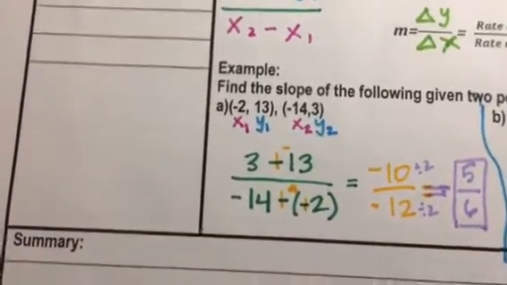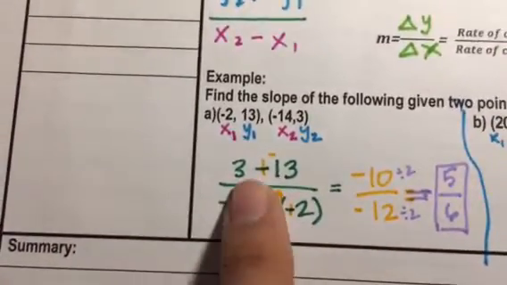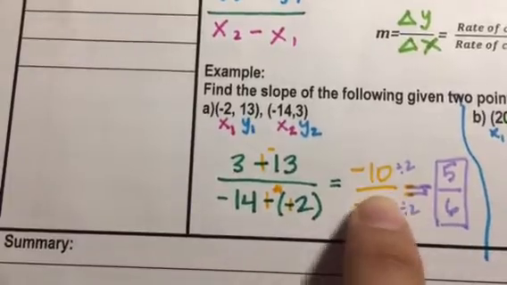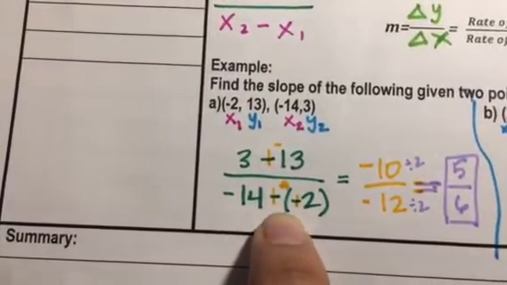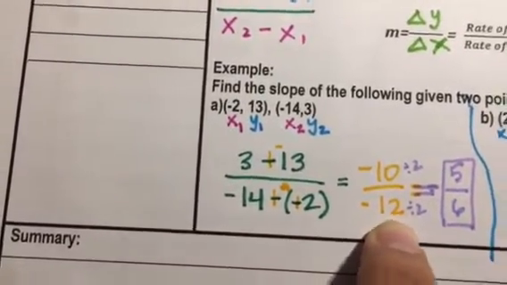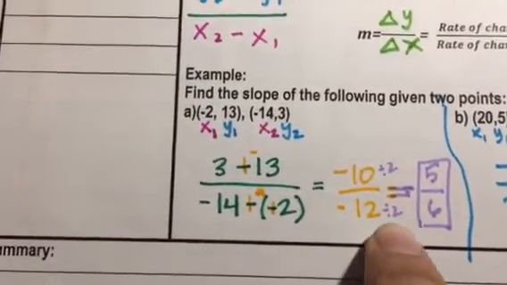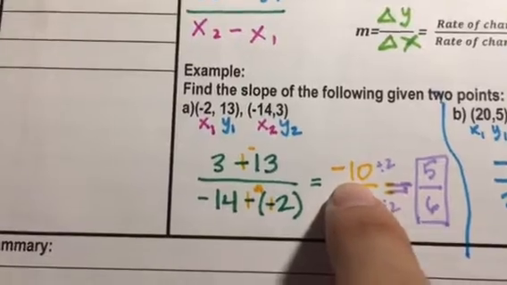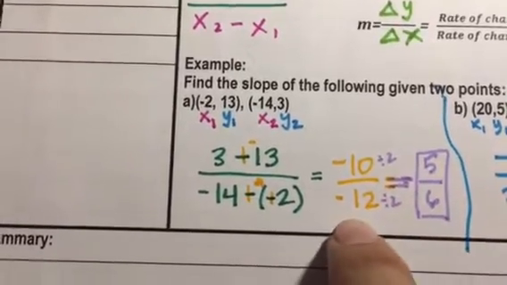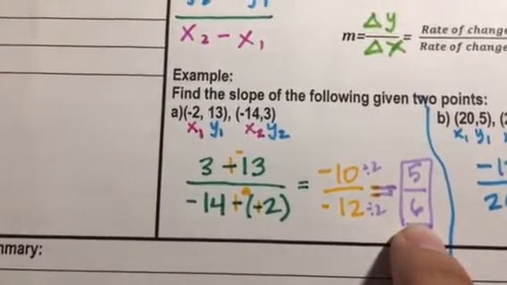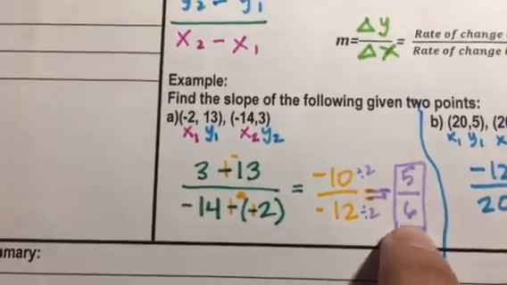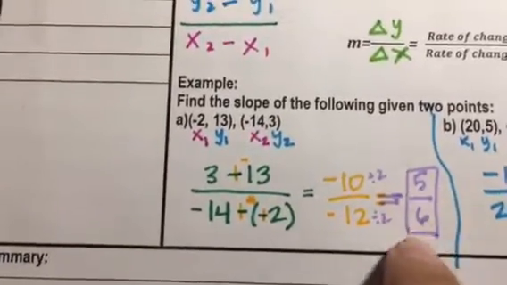Okay, so now what do we have? 3 plus negative 13 is going to give you negative 10. And negative 14 plus 2 is negative 12. You're going to go ahead and simplify these. Divide by negative 2. And you're left with, again, negative 10 divided by 2 is 5. Negative 12 divided by 2 is 6. Okay? So that's your final answer. The slope is 5 over 6.